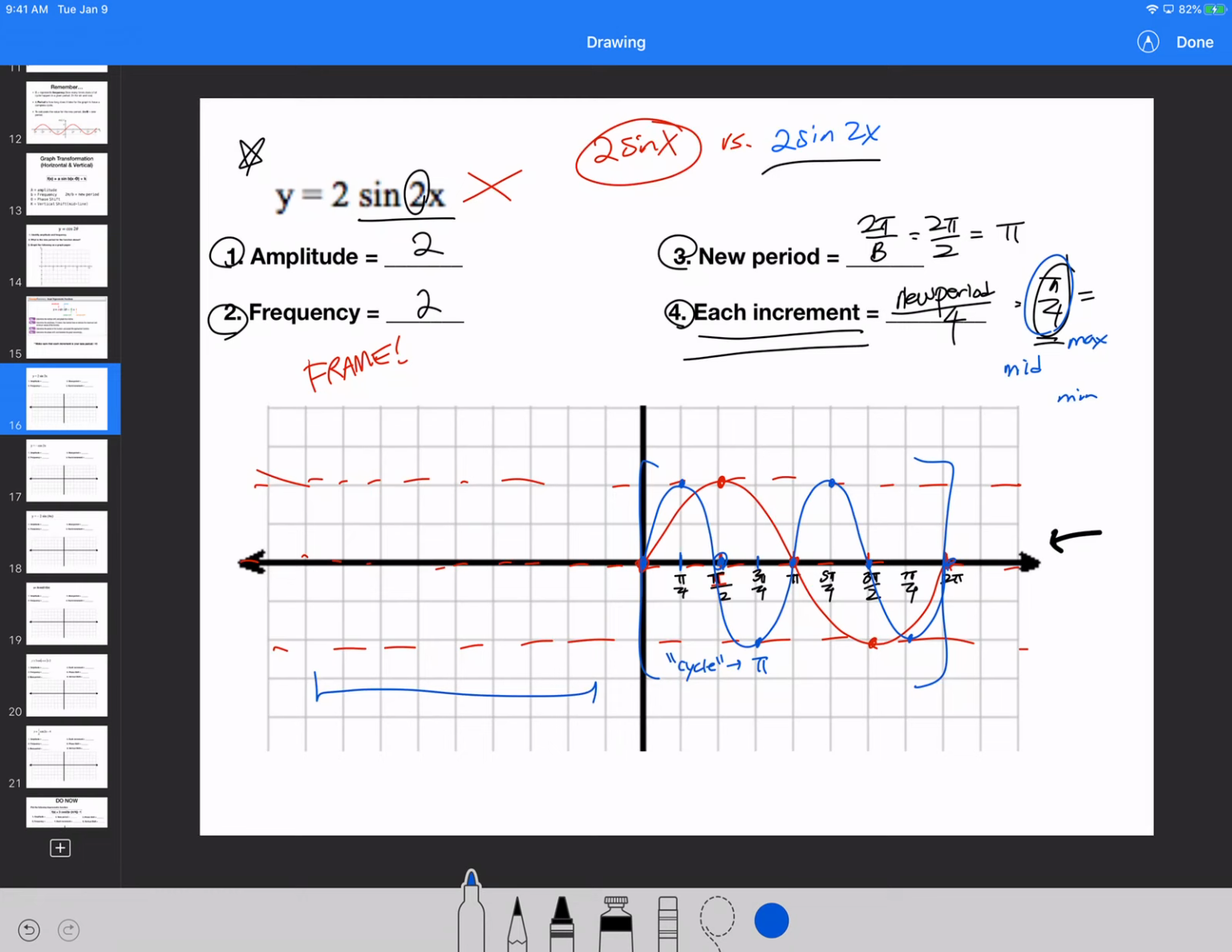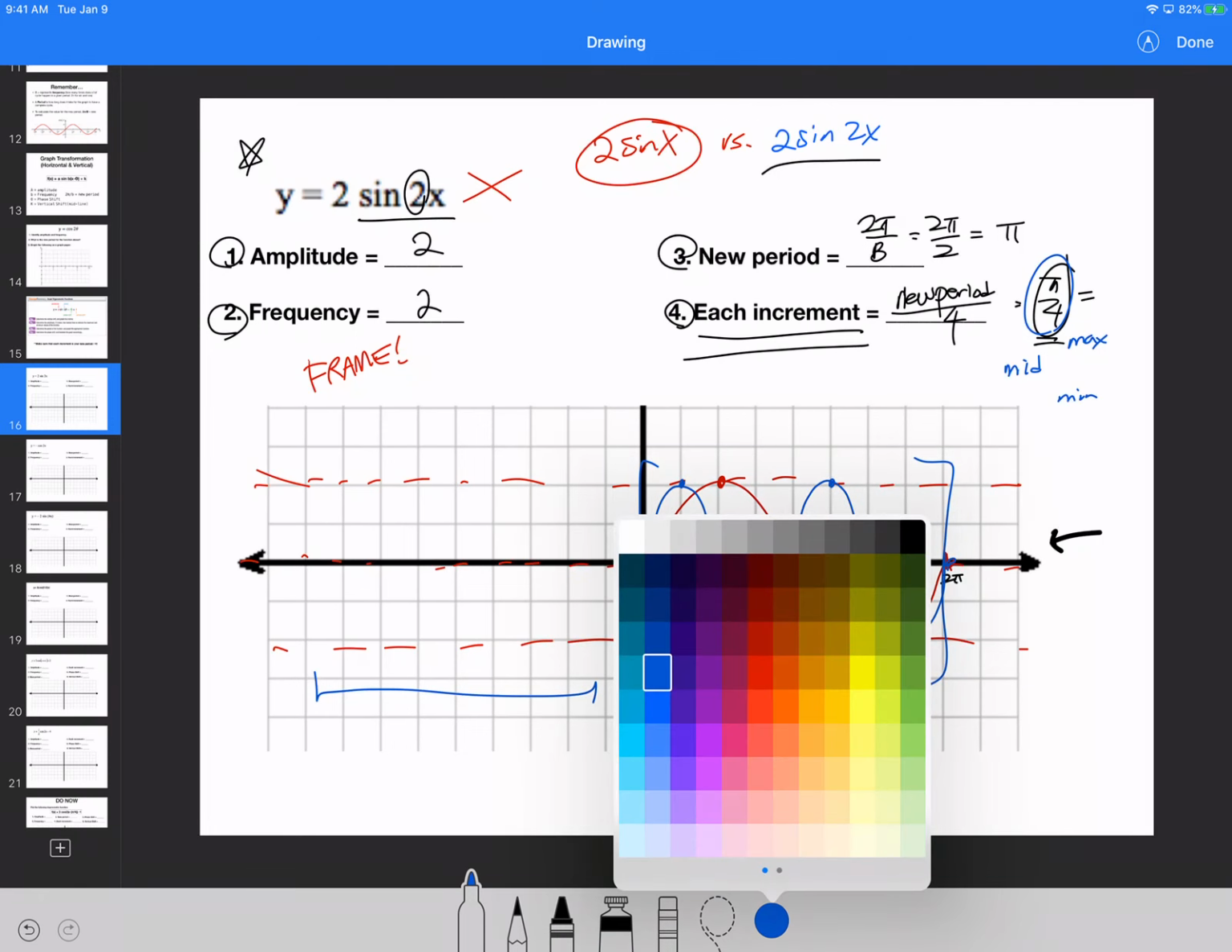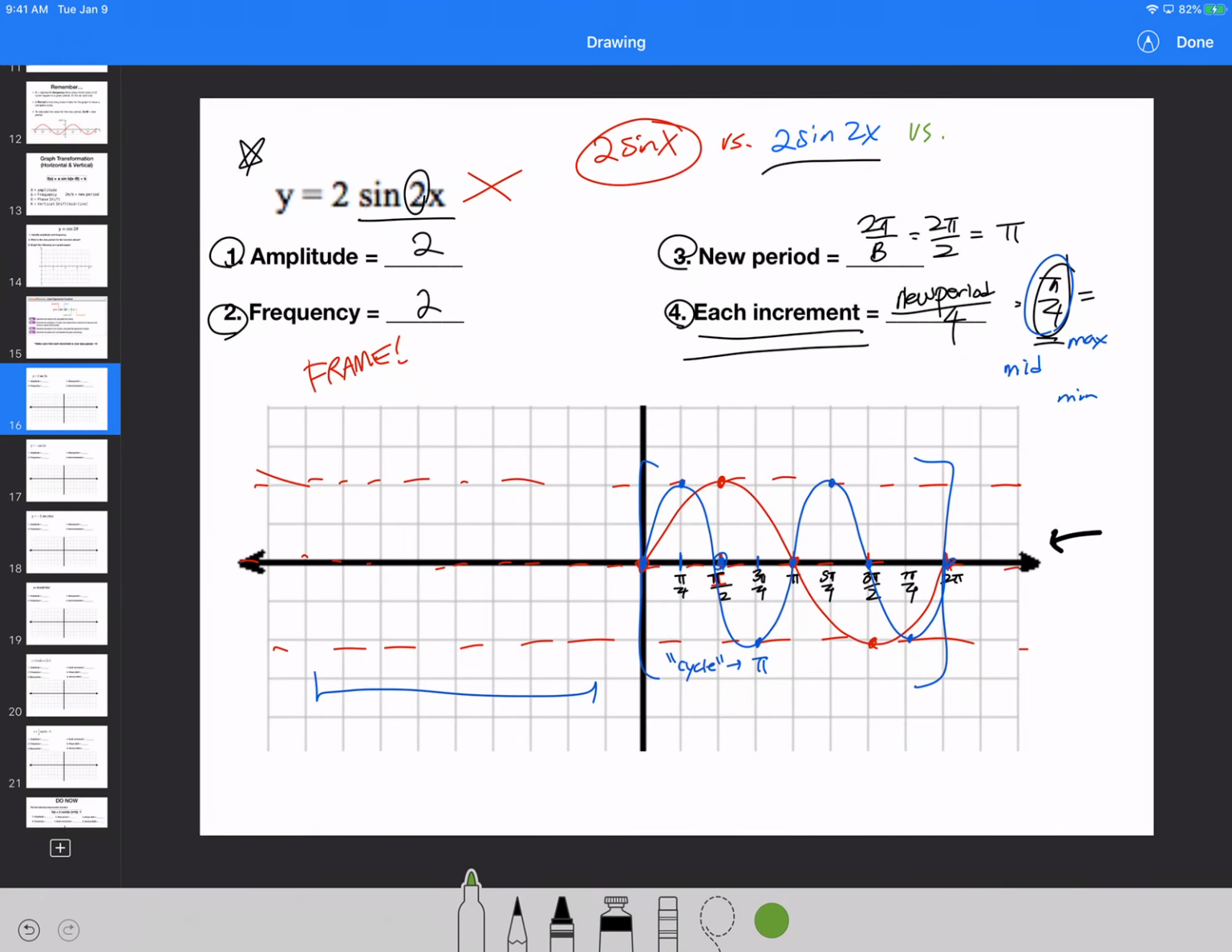Remember that the new period always impacts how fast or how slow the wave is going to be. Eventually, I'm going to show you 2 sine of 1/2 x versus this, and see how that impacts the graph. That means it's going to happen twice as slow. So you will see different types of waves in those regards. The biggest thing that impacts the graph here is your period. You will see that as time goes by.